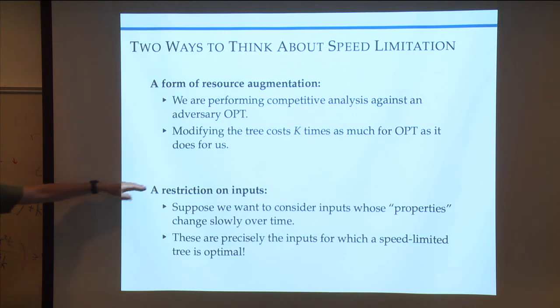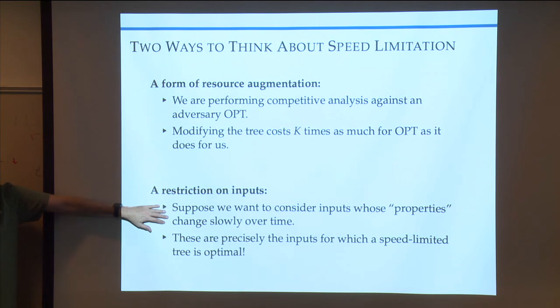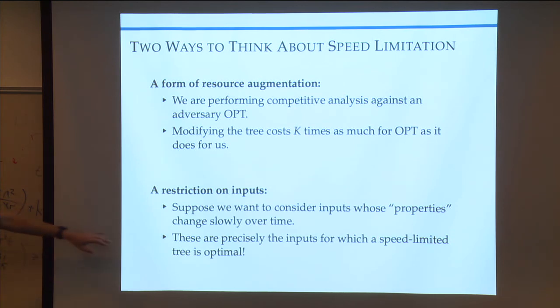The other way to think about it is a restriction on inputs, where we consider inputs where the properties of the inputs change slowly over time. So whether we're insert heavy, query heavy, or update heavy and query heavy, that can change, but it's not going to change too fast over time. But these are exactly the inputs where a speed limited tree is actually optimal. So these are 2 ways to think about speed limitation. And regardless of how we think about it, this is the place where the Jello tree shakes.